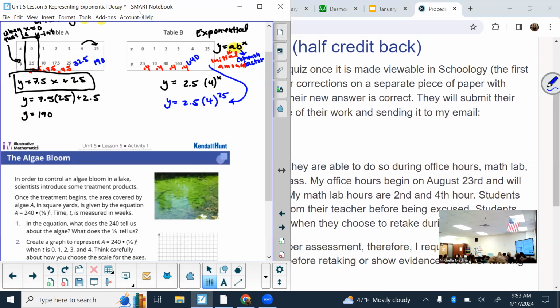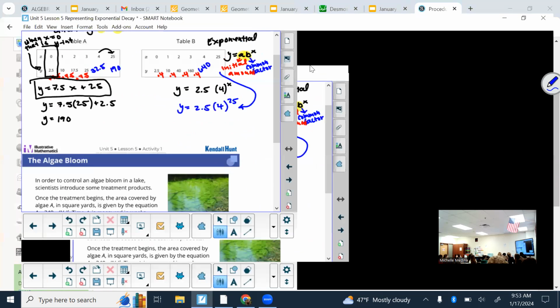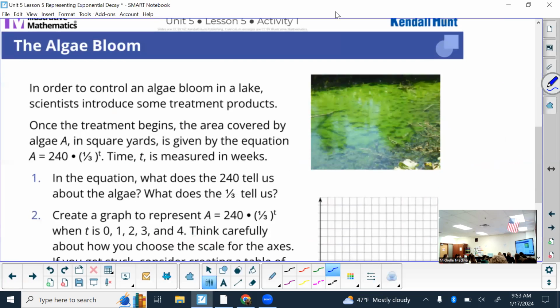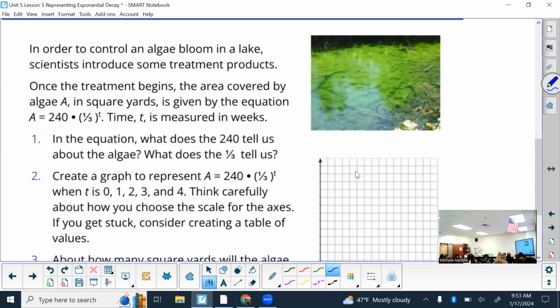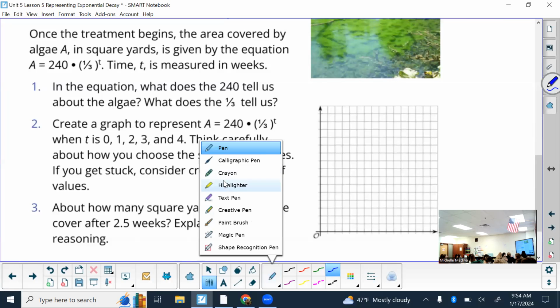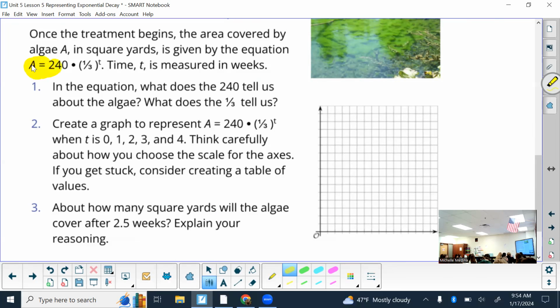All right. So this will probably be our only activity we do. There's multiple parts. It does kind of take a bit. So the algae bloom. In order to control an algae bloom in a lake, scientists introduce some treatment products. Once the treatment begins, the area covered by algae A in square yards is given by this equation. So just looking at how the equation is set up, does that look more like y equals mx plus b or y equals a times b to the x? So it looks more like our exponential function. So keep that in mind.